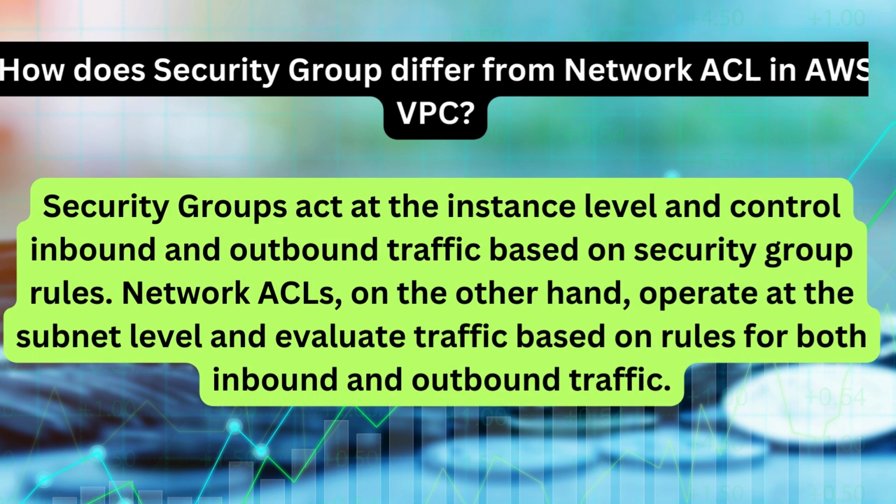How does Security Group differ from Network ACL in AWS VPC? Security groups act at the instance level and control inbound and outbound traffic based on security group rules. Network ACLs, on the other hand, operate at the subnet level and evaluate traffic based on rules for both inbound and outbound traffic.